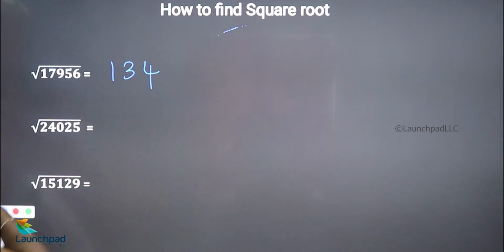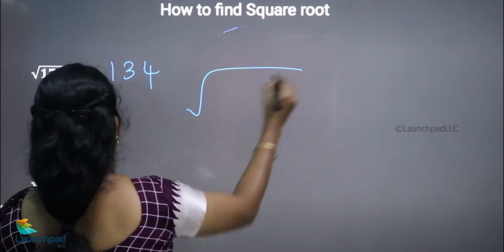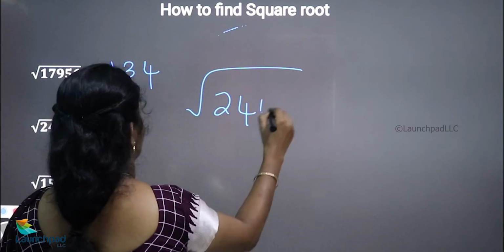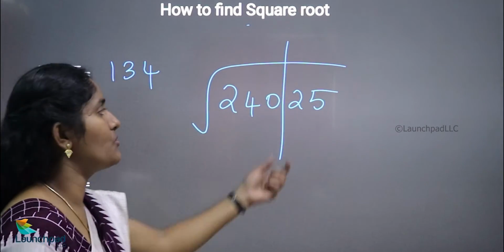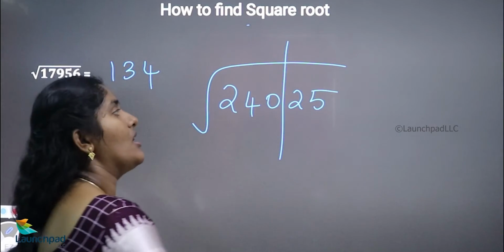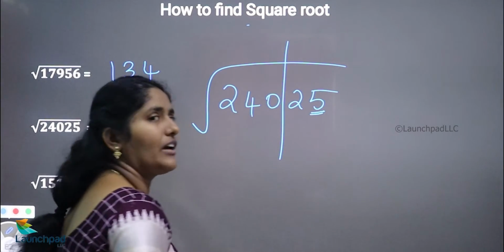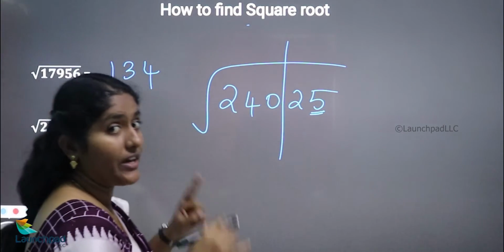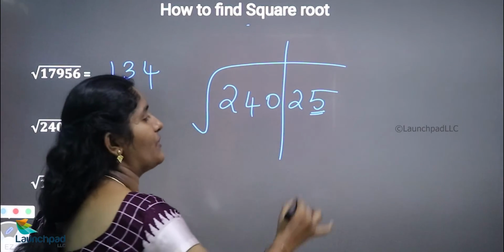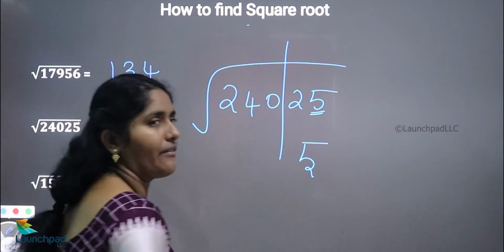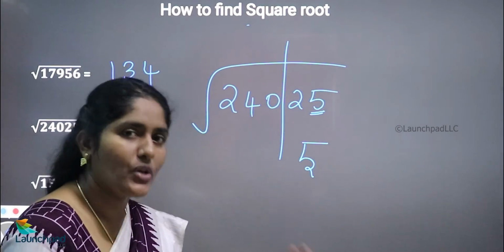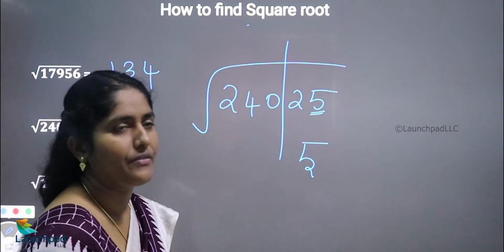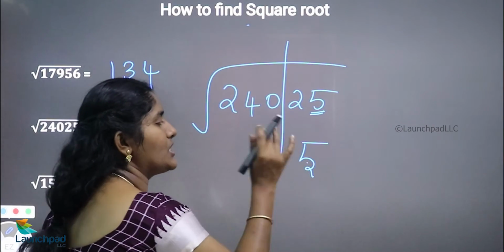Okay, and your next example is the square root of 24025. You want to split 2 digits from your right hand side. What is your ending digit value here? 5. 5 square only ends with 5. So your unit digit is 5. Don't worry about that 5. From 1 to 10, only 5 square ends with 5. So your unit digit is 5 alone.